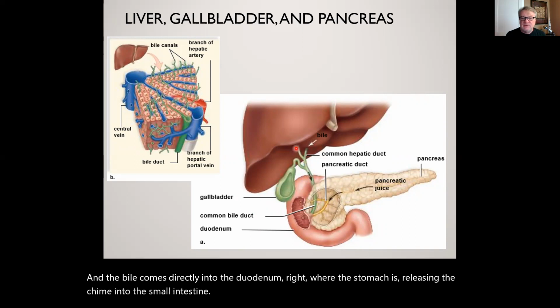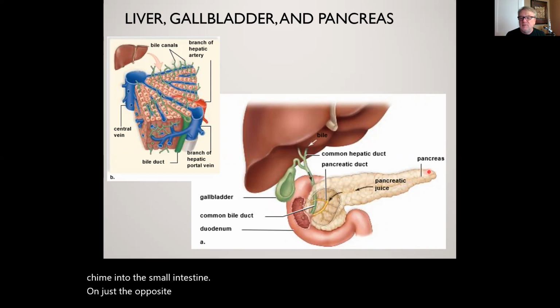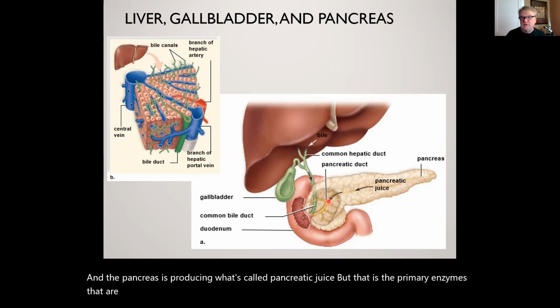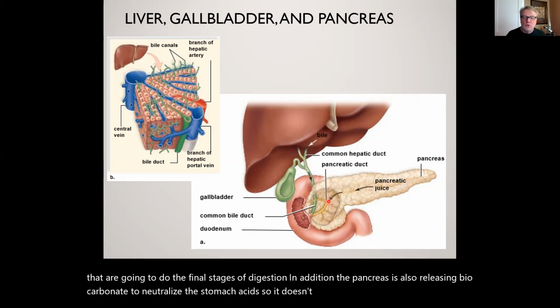On just the opposite side from the liver is the pancreas. And the pancreas is producing what's called pancreatic juice, which contains the primary enzymes that are going to do the final stages of digestion. In addition, the pancreas is also releasing bicarbonate to neutralize the stomach acid so it doesn't damage the walls of the small intestine.